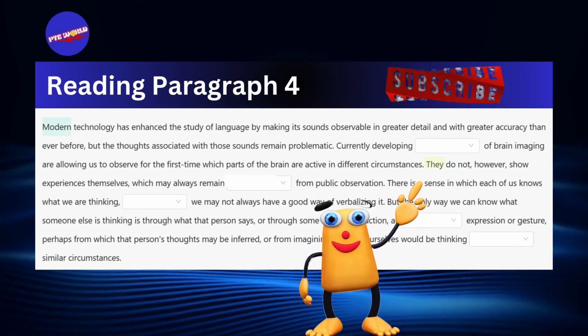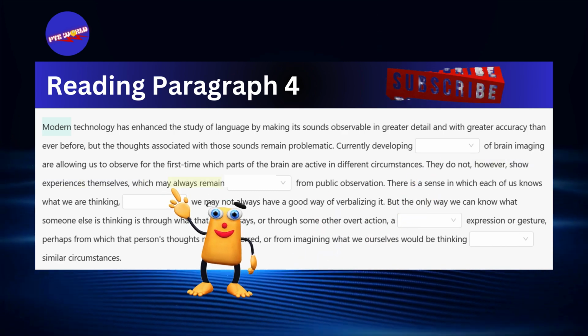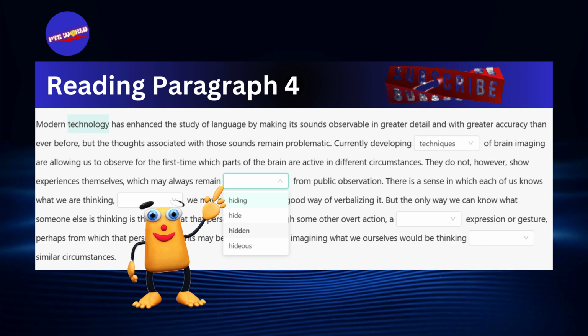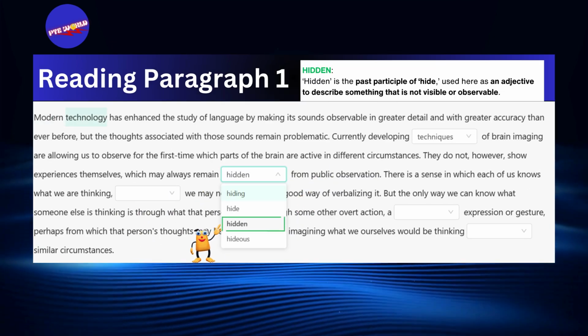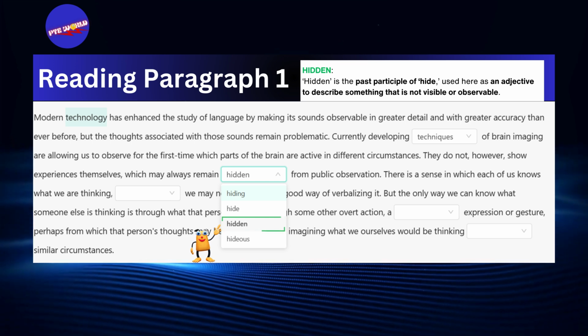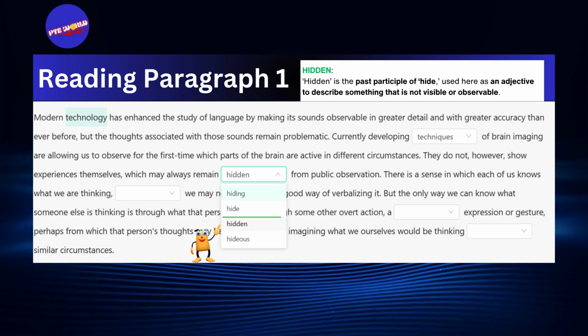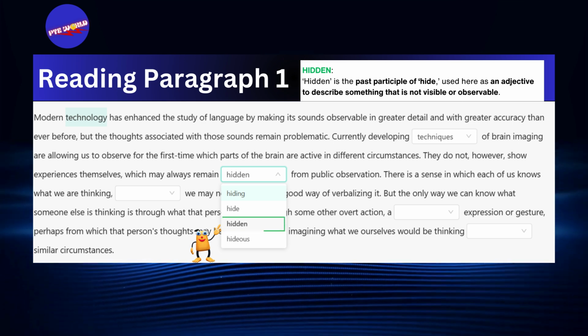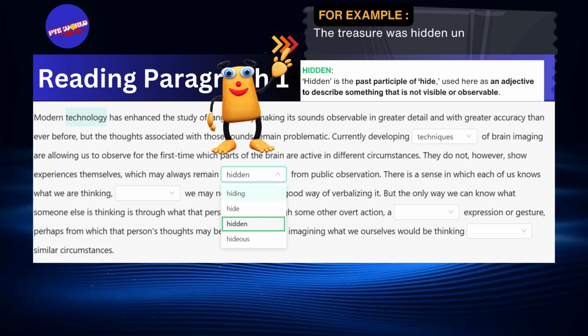Next up, they do not, however, show experiences themselves, which always remain hidden, hiding, hide, hideous from public observation. The correct option is hidden. Hidden is the past participle of hide, used here as an adjective to describe something that is not visible or observable. For example, the treasure was hidden under the old oak tree.